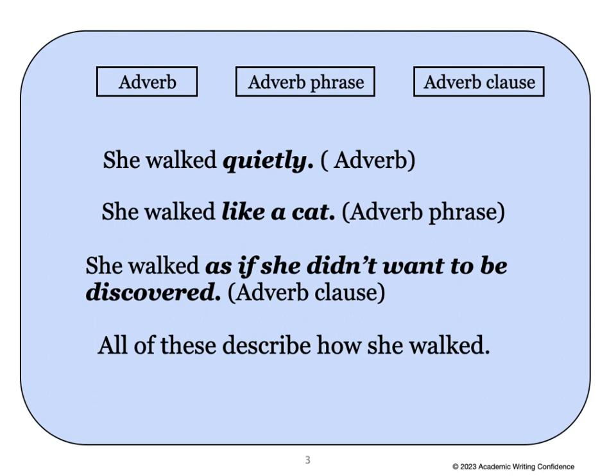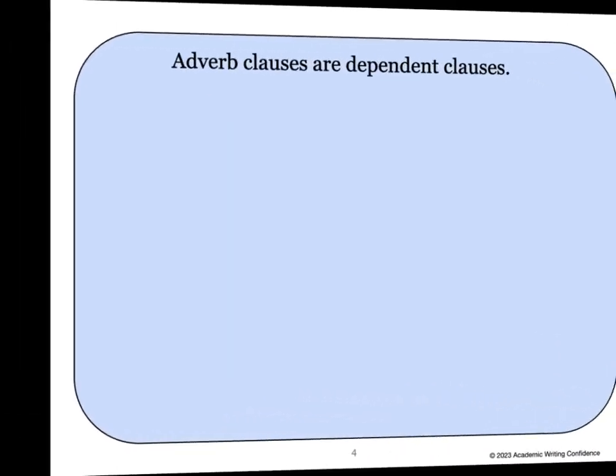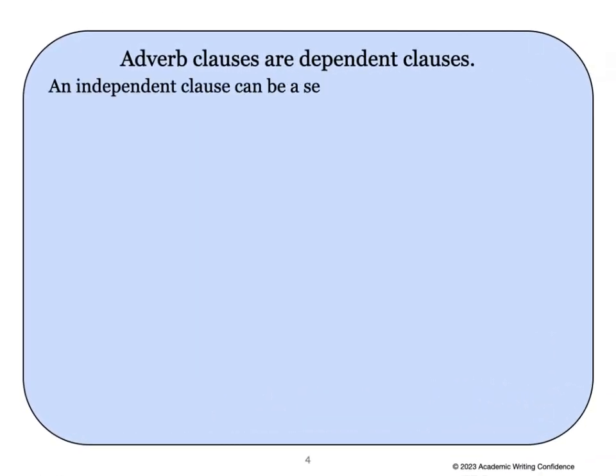The difference with an adverb clause is that it includes a subject and a verb. In our last example, the subject and verb are the words she didn't want. If there is not a subject and a verb, then it is only an adverb phrase, not an adverb clause. Adverb clauses are dependent clauses. An independent clause can be a sentence all on its own, but a dependent clause cannot.